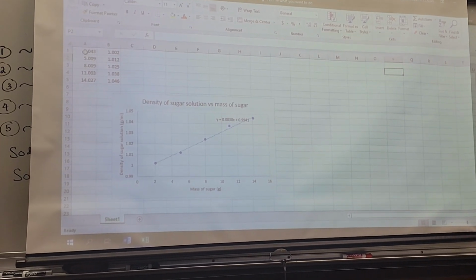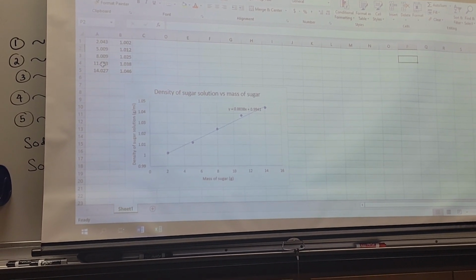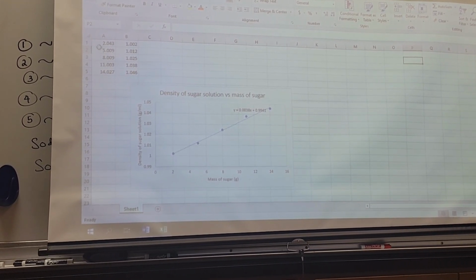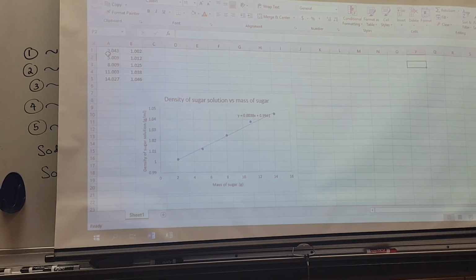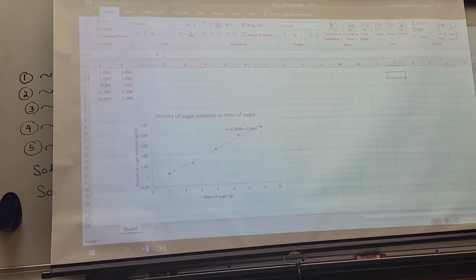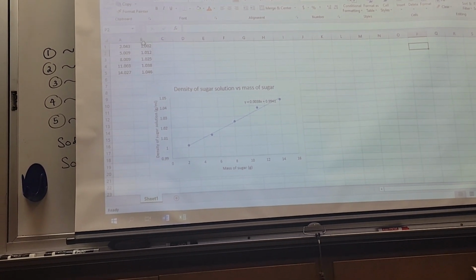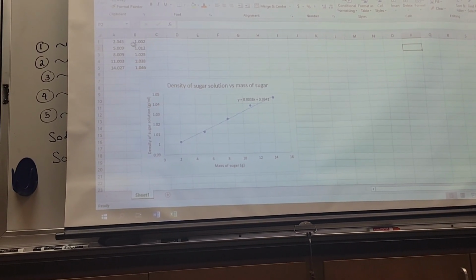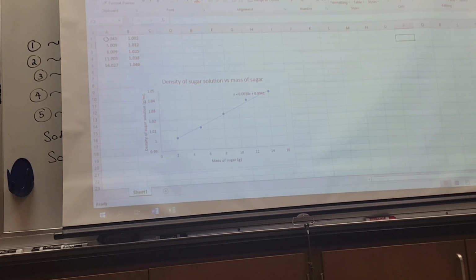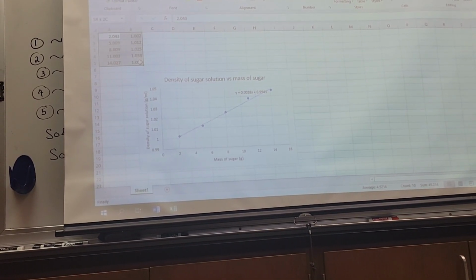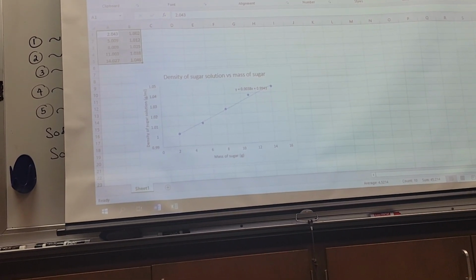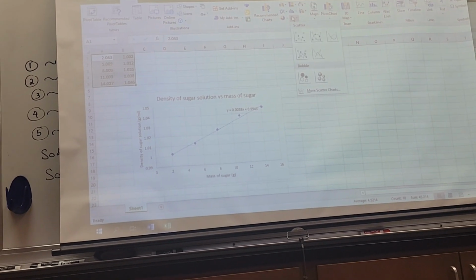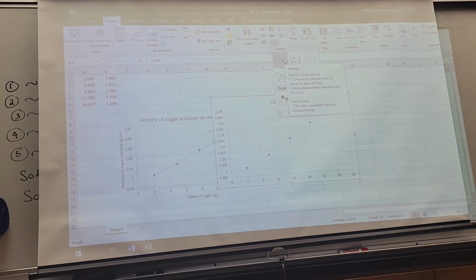In the Excel sheet, you can see that the first column is going to be our mass of the sugar, starting from 2 grams to 14 grams, and make sure to write down all the significant figures. That would be column B from our table. And then the second column, you have to add density, again 4 significant figures. So you're going to highlight the 2 columns, go to insert, then go to charts, and pick the first one, which is the scatter one.